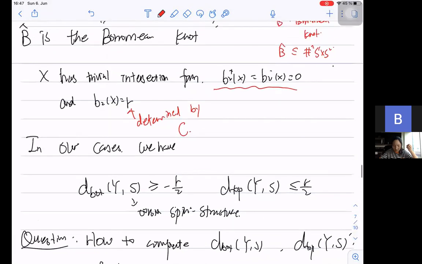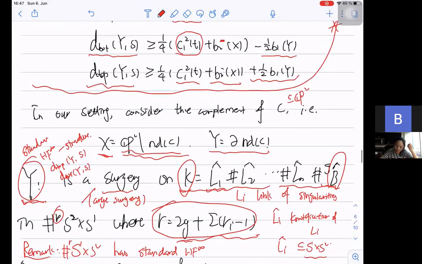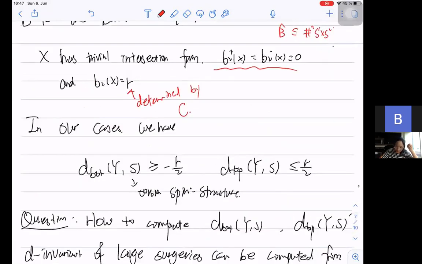So applying this theorem in our setting, we just get the two inequalities. The bottom of this Y at some torsion spin-c structure s, which can extend to the whole four-manifold, is greater than or equal to minus R over 2. And the top of the three-manifold Y at this torsion spin-c structure s, which can extend to the ambient four-manifold, is smaller than or equal to R over 2, where this R is defined as 2G plus the sum of R_i minus 1.